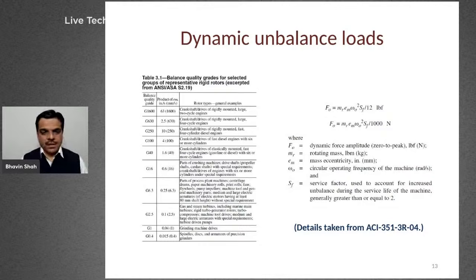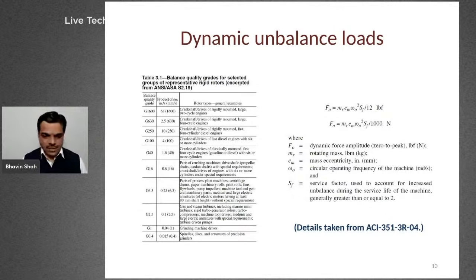Now, that was also one of the questions which was asked: how to calculate the dynamic unbalanced load if it is not given by the equipment manufacturer. That dynamic unbalanced load may be calculated using ACI 351.3R-04, and also in IS 2974 Part 3 the same kind of methodology is given.